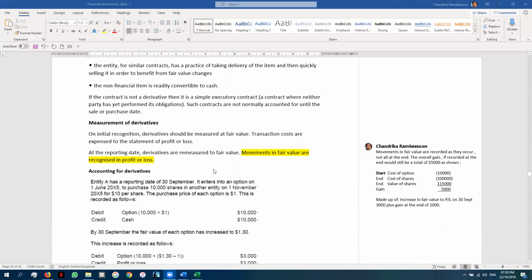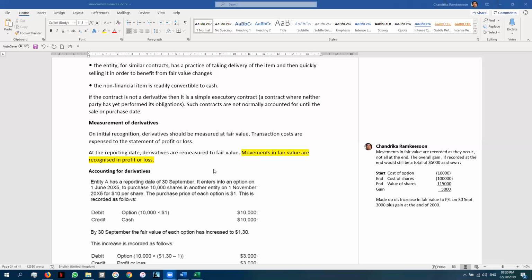Measurement of derivatives. Now, of course, your main focus here, remember, you are doing SPR, not AFM, and your main focus is knowing how to account for derivatives. In advanced financial management, you're not taught how to account for derivatives. You're merely taught how to calculate price movements and how to use derivatives as a hedge, and the effect of hedging against risk. Here, your main focus is the accounting for the derivative, the debits and the credits.